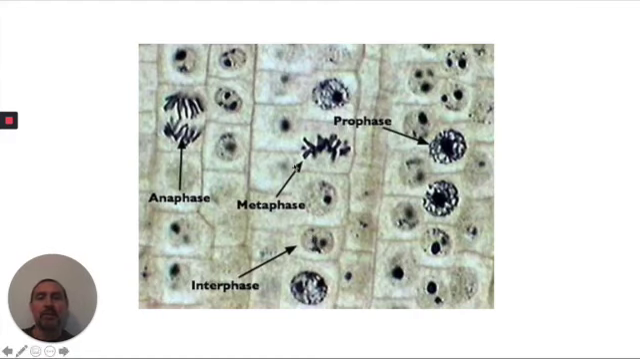Metaphase, they all line up in the middle. Anaphase, they start to move away. And then telophase, you would get 2 new cells.